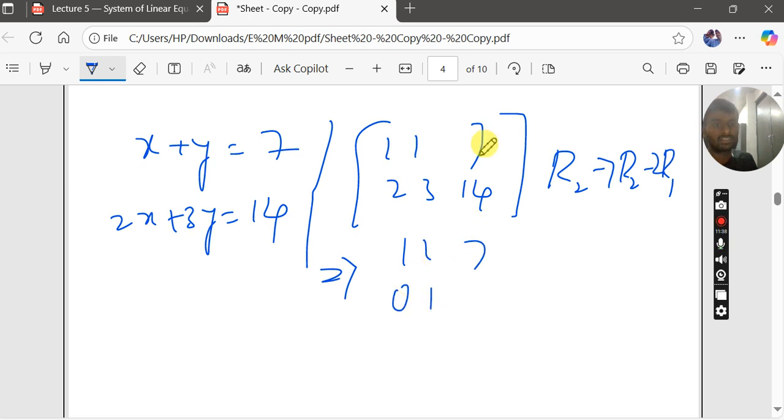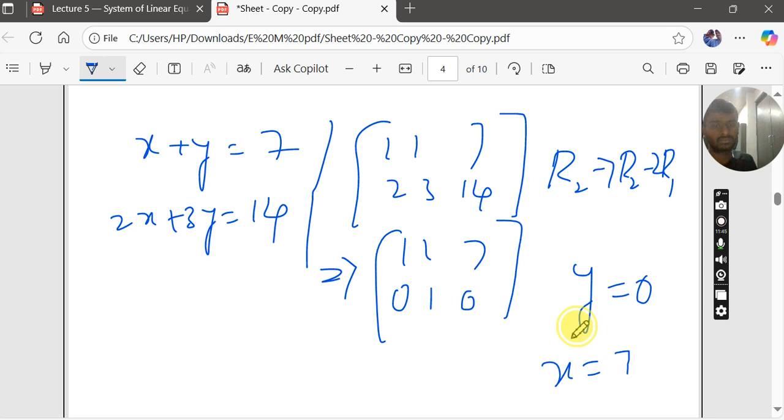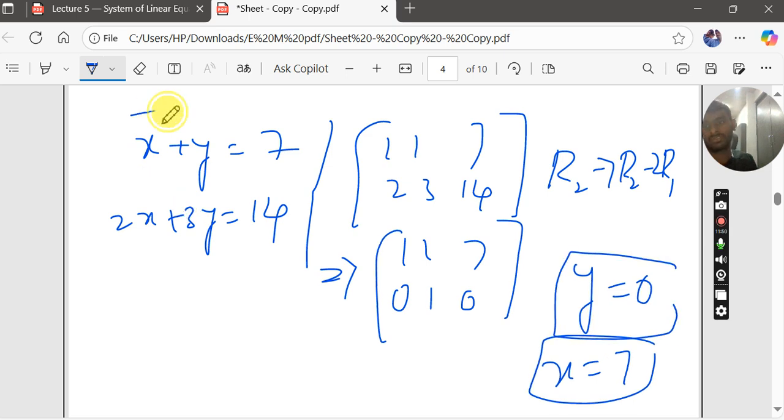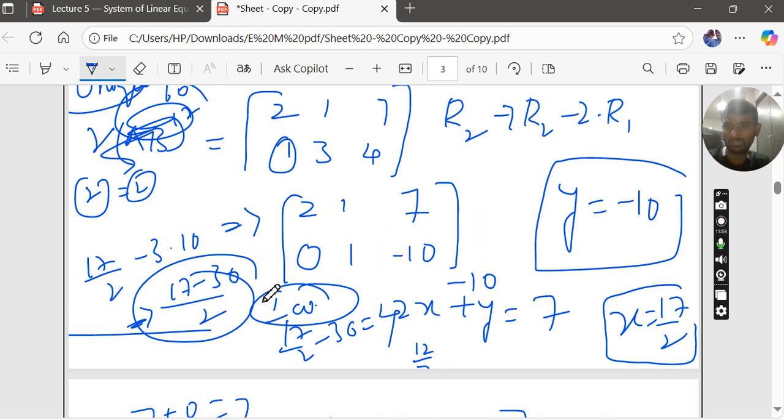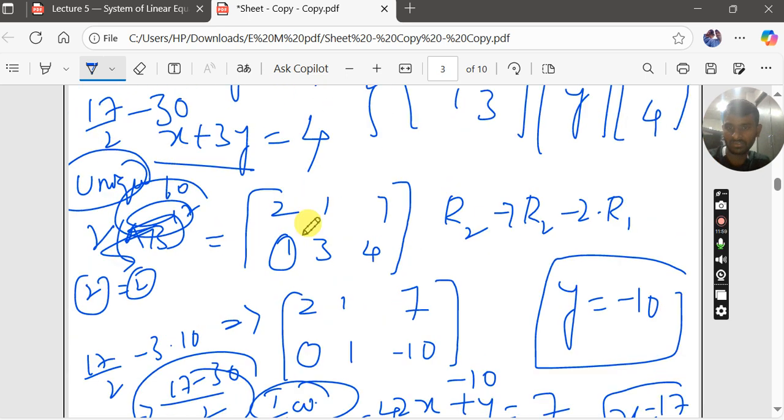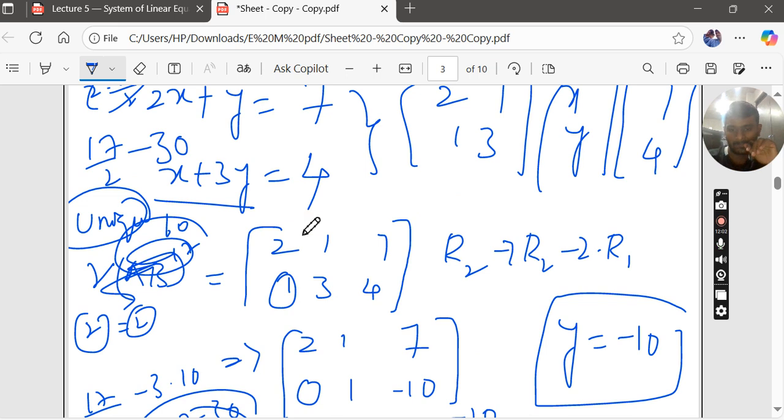1 1 7, 0 1 0, and it will be 14 minus 14, 0. It is nothing but y equal to 0 and x equal to 7. Okay, see here, when you substitute here you will get 0. But in the previous question, did we make some mistake or what? I am not finding any mistake, but it is satisfying in one equation. Why is it not satisfying in the other equation?